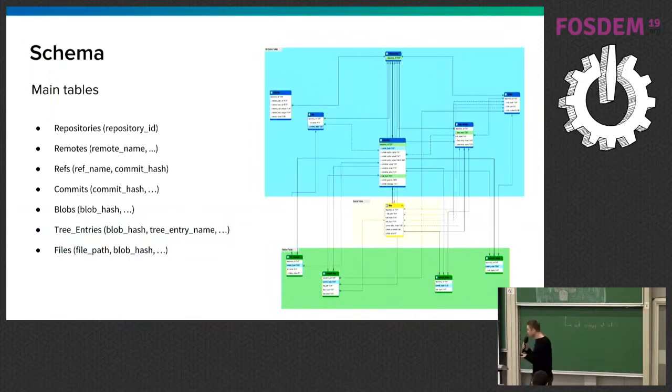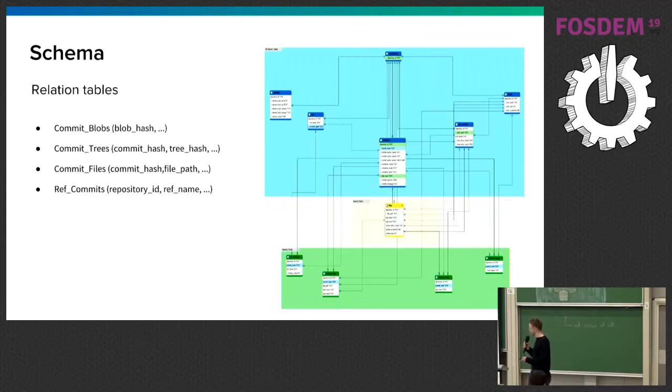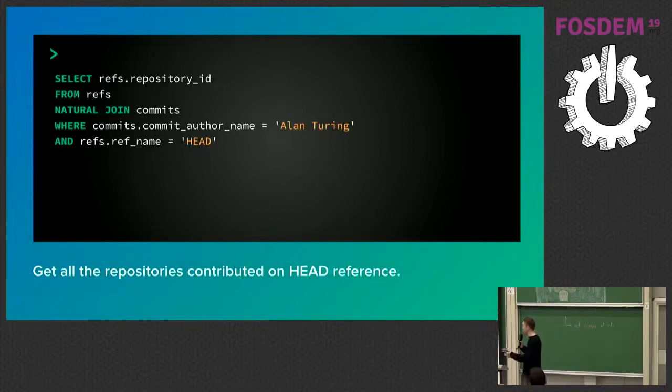And a convention is just how the references are based on the naming convention. So basically, you can play with all the features like natural joins. For instance, this query uses the natural join. You want to get all the repositories where Alan Turing contributed on a head reference. And so you just do the query from refs and natural join with commits.